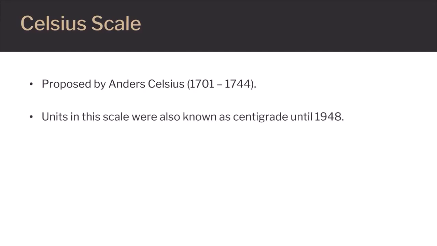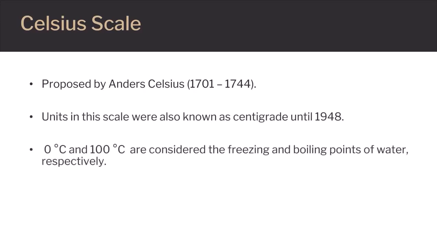The Celsius scale was developed by the Swedish astronomer Anders Celsius. The Celsius scale is based on two important properties of water: its freezing and its boiling points, which are designated at 0 degrees Celsius and 100 degrees Celsius, respectively.